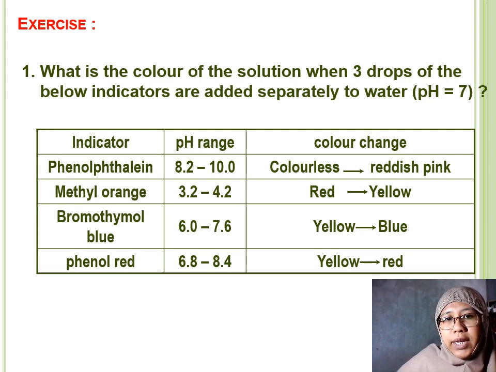So for pH 7, the color for phenolphthalein is going to be colorless. For methyl orange, it's going to be yellow because red is the acidic range. 7 is way past the yellow part, so it's yellow. For bromothymol blue, 7 is blue. For phenol red, 7 is basically red.